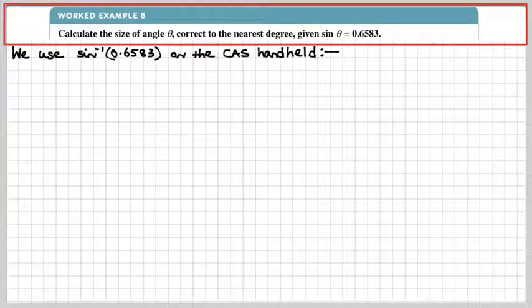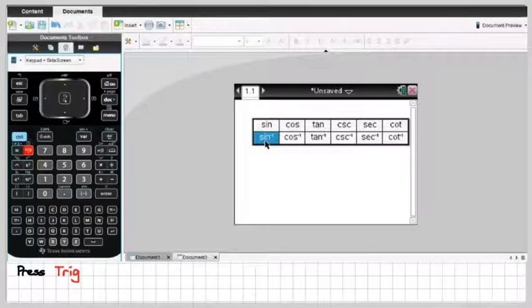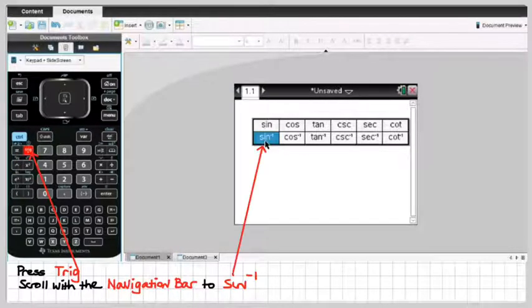So we use this symbol. This means inverse sine, or the angle whose sine is. That's the English grammatical interpretation of that symbology. The angle whose sine is this on the CAS handheld. So here we go. Now you press trig again, which is this beastie over here, right? That's trig, and then you get all that stuff. Now you want to scroll down using your navigation bar to inverse sine. Okay, and then hit enter.